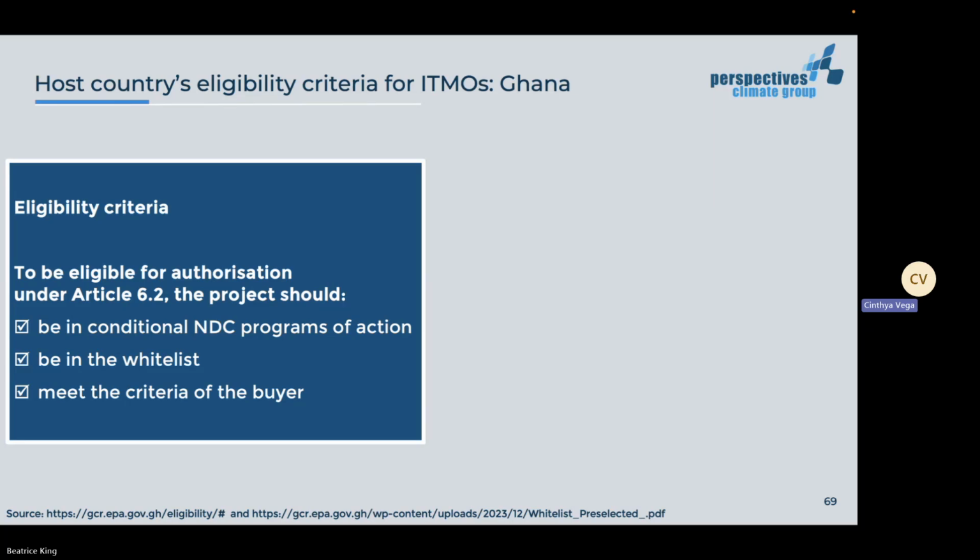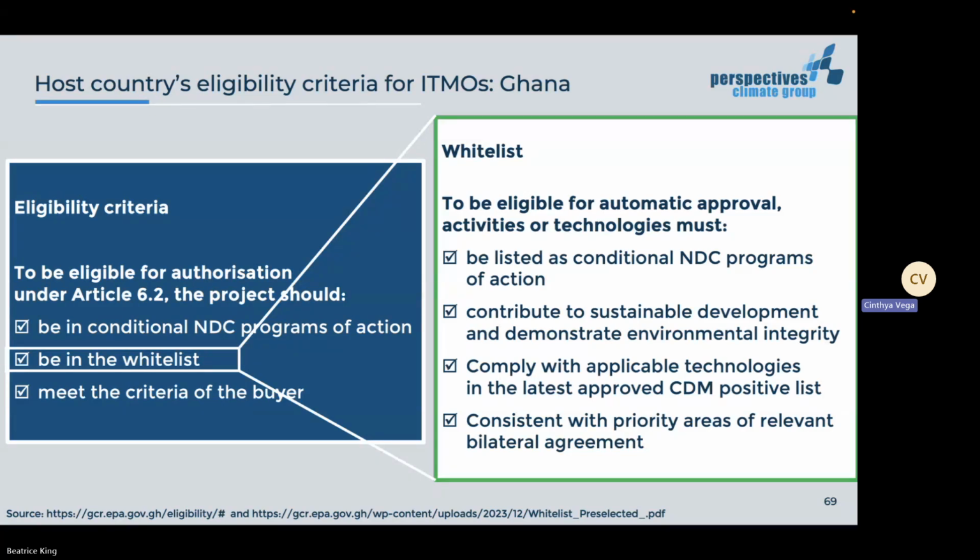So this is the example of Ghana, and Ghana has three criteria, for example. The activity that seeks authorization needs to be in the conditional part of the NDC, needs to be in the whitelist, and needs to meet the criteria of the buyer. The whitelist for Ghana means that an activity in this whitelist is eligible for automatic approval. These activities and technologies must contribute to sustainable development, demonstrate environmental integrity, and comply with applicable technologies in the latest approved CDM. So when developing a project, developers should check these national requirements because they differ across countries.